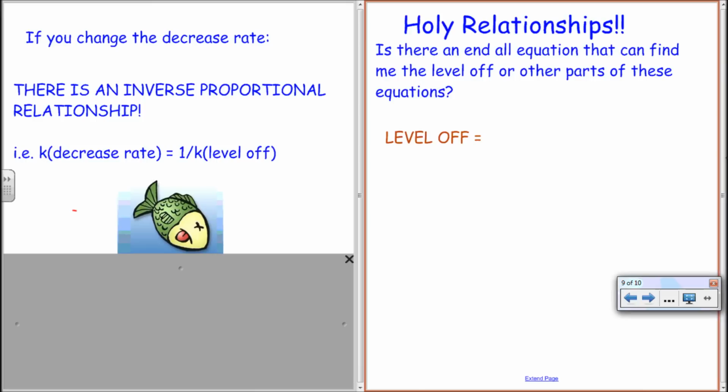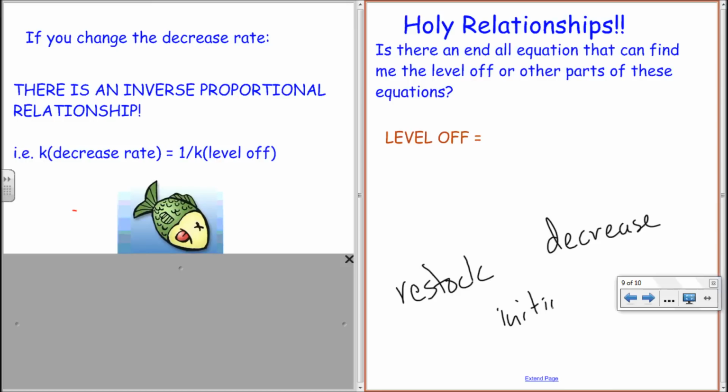And that's what I want you to come with tomorrow. I'm going to leave you hanging a little bit. There is a level off equation. And the 2 things you have to change are restock and decrease rate. Now you can change the initial population, but as we saw, this one doesn't matter as much. If you start anywhere and these remain the same, it actually still levels off at the same spot. So think if there's a relationship between these 2 values that you can always find the level off quickly.